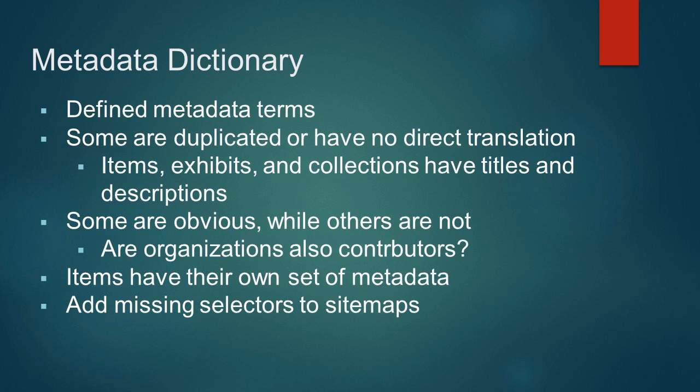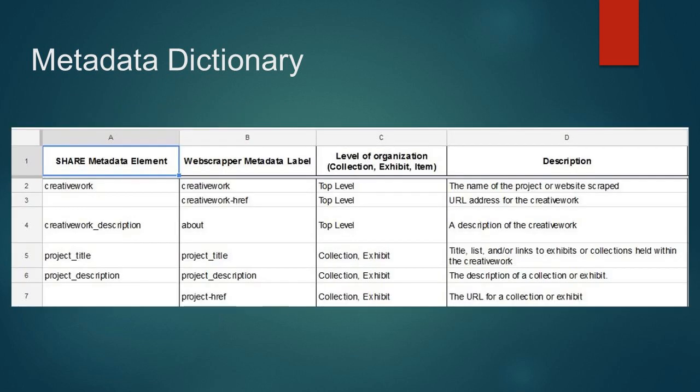And other things that we came across were some that were not quite obvious about their definition, like at what point is an organization a contributor, or, if we flip that around, is a contributor also part of a larger organization? Also, since items are their own thing, really, they have their own set of metadata embedded within them, so we had to figure out what to do with that. And the last thing was, we had to add anything that we missed. I think I have that later on.